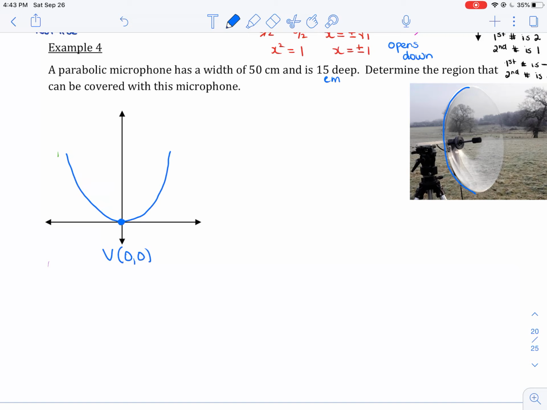Now, what do we know? We know that the width is 50 centimeters. So that would mean that this distance here is 25, and this distance here would be 25. We know that the depth, which would basically be that distance, is 15.